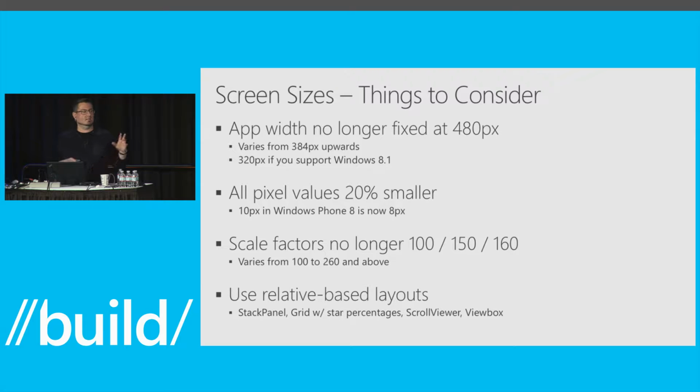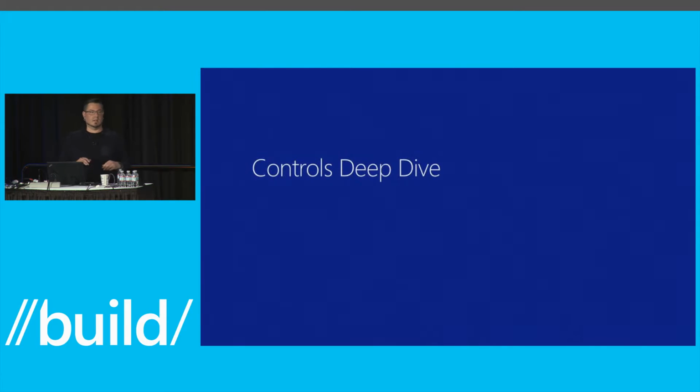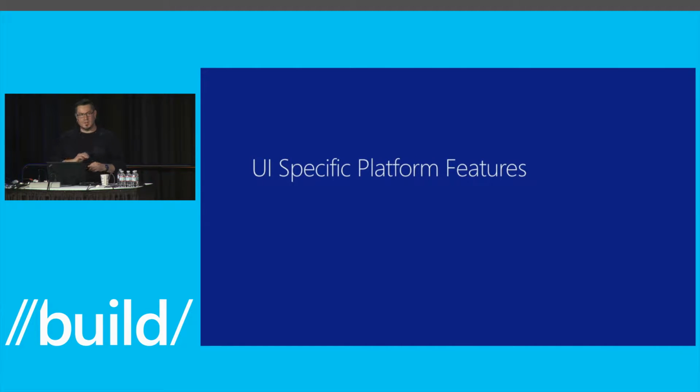And last, if you're using any type of layout that's absolute-based, say absolute widths, that were absolute to 480 of the screen width, that's no longer recommended practice because you'll start clipping when you're on a larger device. So start using relative layouts in your UI. Star percentage grids, stack panels, put a scroll viewer and things. For when you have a smaller screen, you want to be able to scroll to different content. So now we're going to get to the fun part. What about actual controls? I'm going to talk about a few UI-specific platform features.